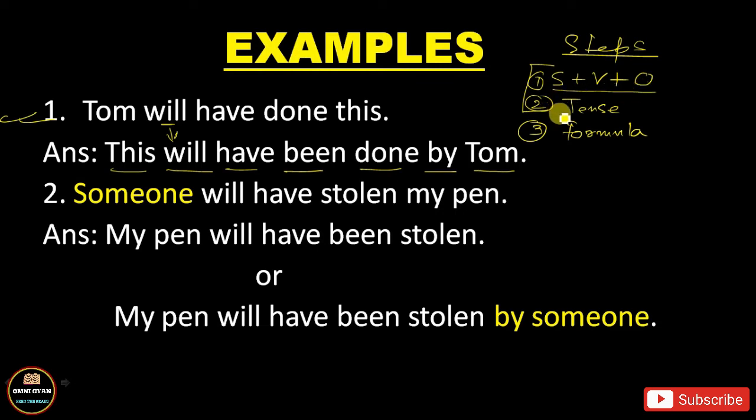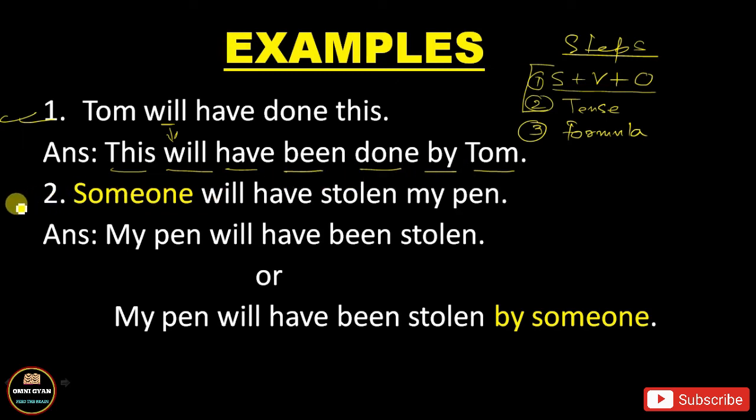Second, look at the sentence and identify the tense, in which tense the sentence is. I will be bringing a video on tense also very soon. And rule number 3, you apply the formula and just go according to the formula. Formula के according चले जाइए. आपका sentence कभी mistake होगा ही नहीं, कभी wrong नहीं होगा. If you go according to the formula, your sentence will never ever be wrong. ठीक है. So this will have been done by Tom.